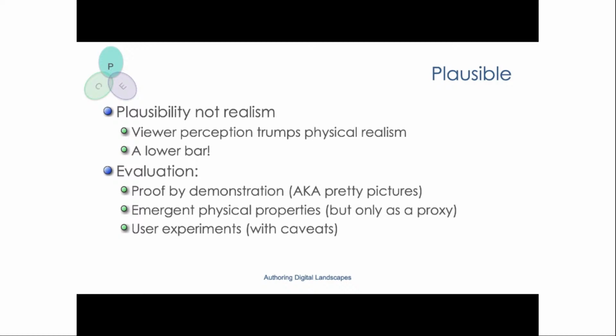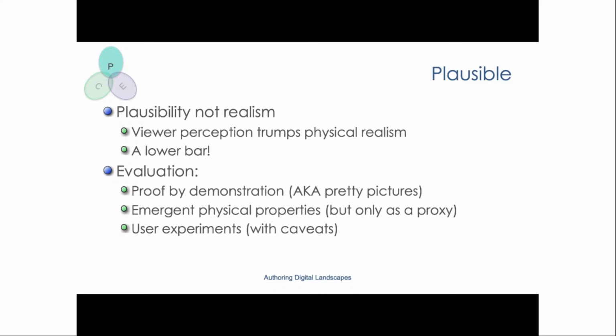Currently, there are really three ways to evaluate environments in terms of their plausibility. One is the so-called pretty picture approach, which is quite prevalent in graphics and often looked down on by people outside of the domain. It's called proof by demonstration. And you can do that, but you should do more.